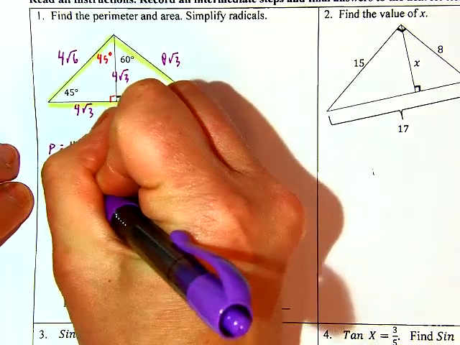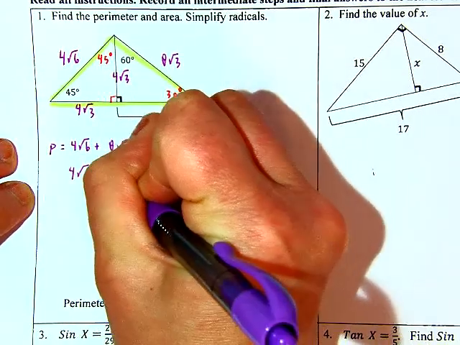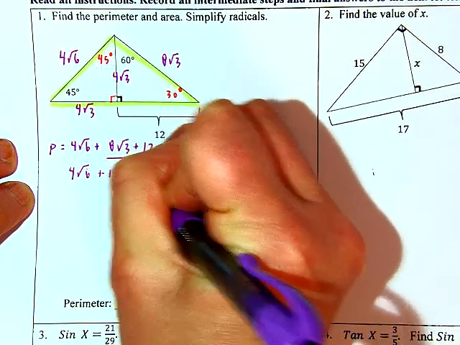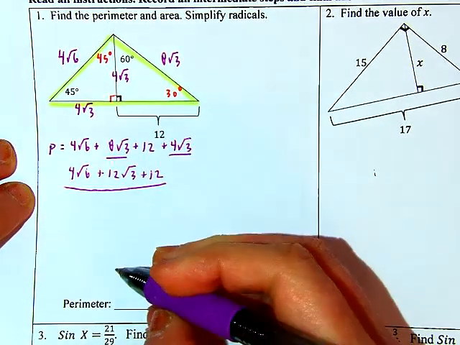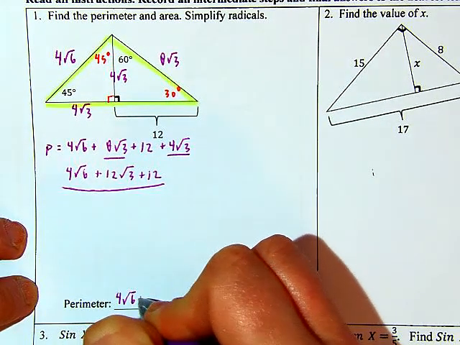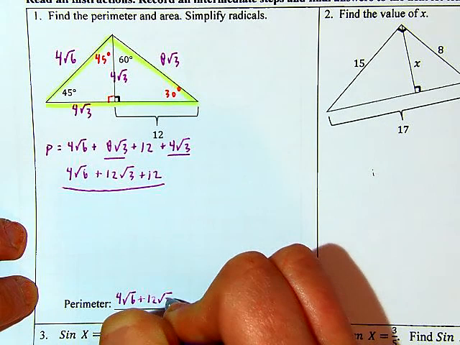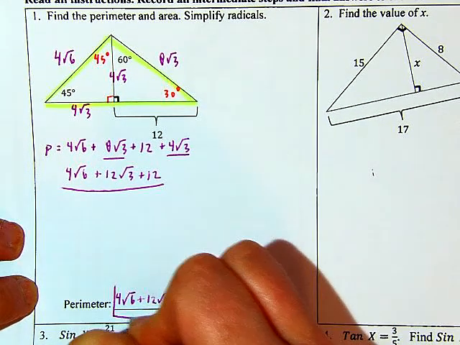So right now I have 4 root 6 plus 12 root 3 and then plus 12. That is my perimeter. Any order that you write those would be perfectly fine. So 4 root 6 plus 12 root 3 plus 12 and then U for units.